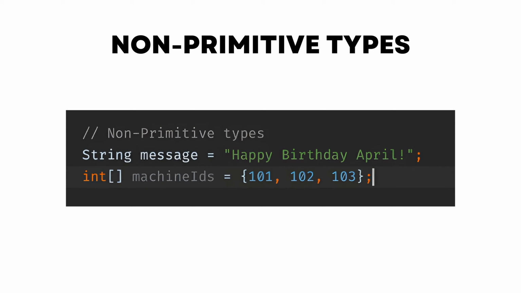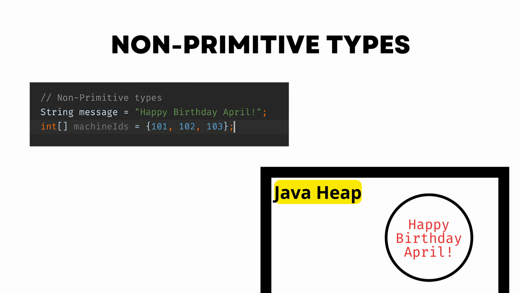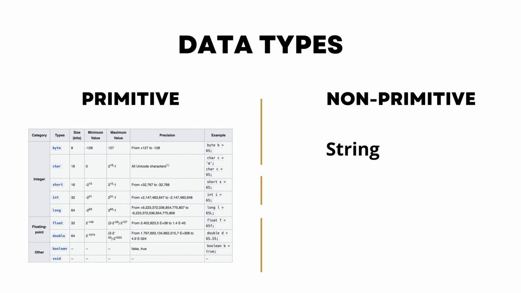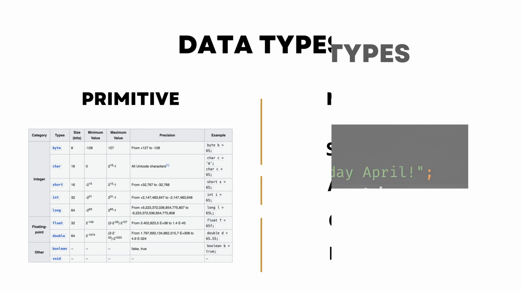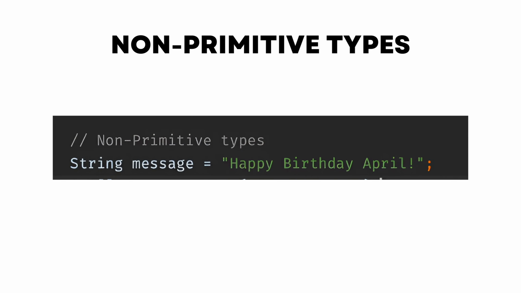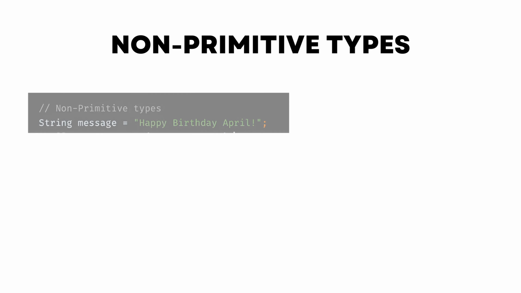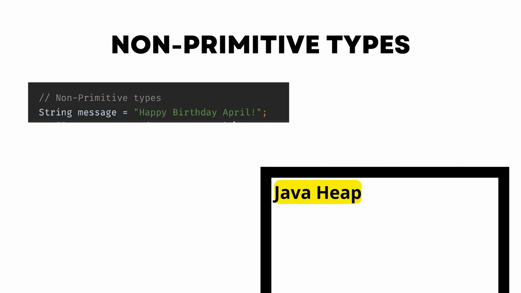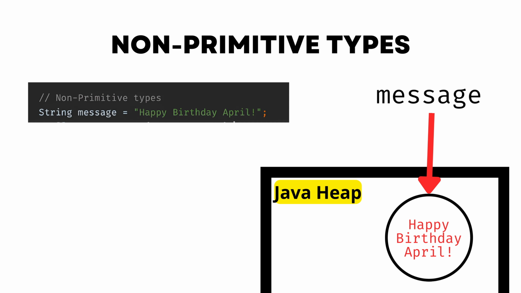The non-primitive data types store references to objects. The most common ones are String, arrays, classes, and interfaces. Strings are sequences of characters commonly used for storing and manipulating text. For example, String message creates a string variable containing the text happy birthday.